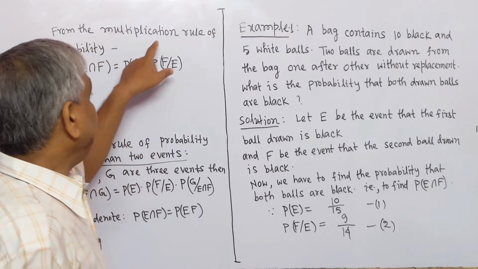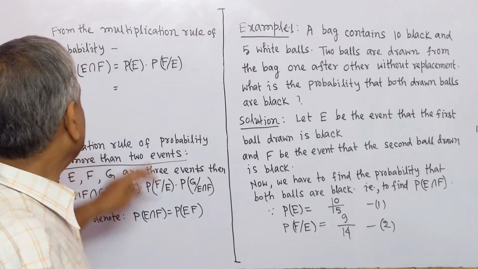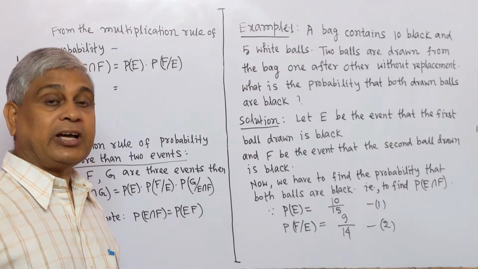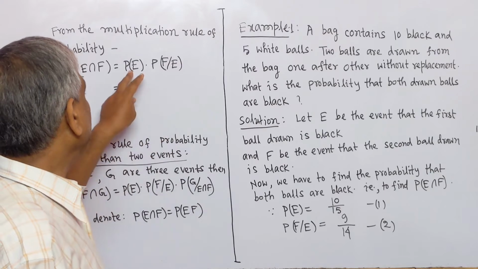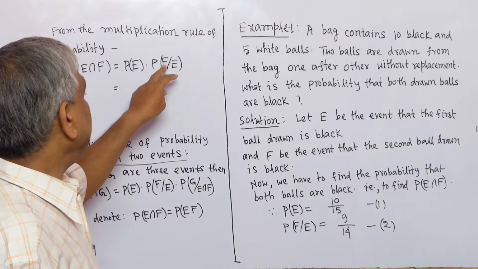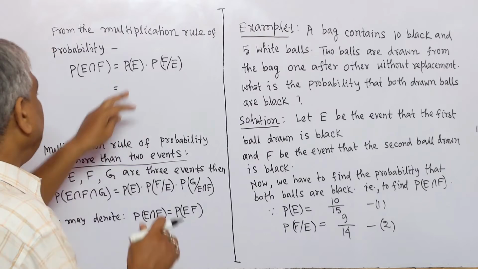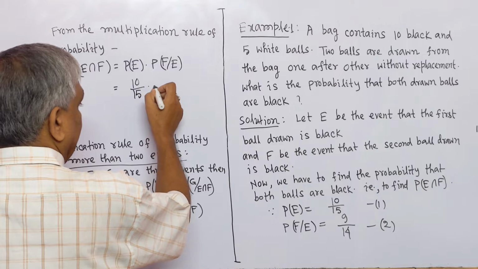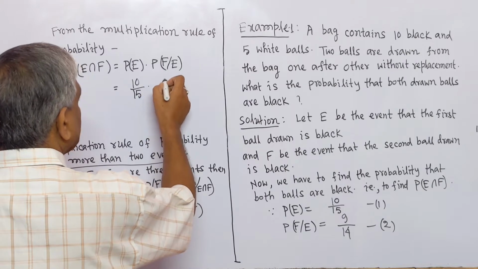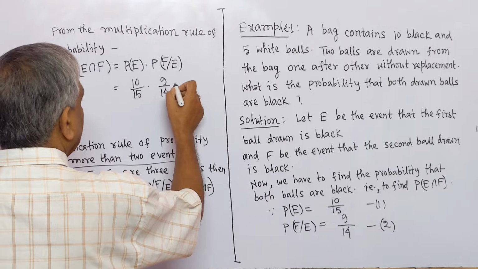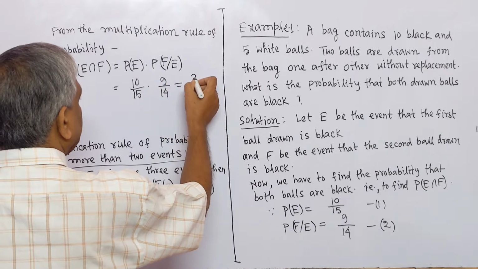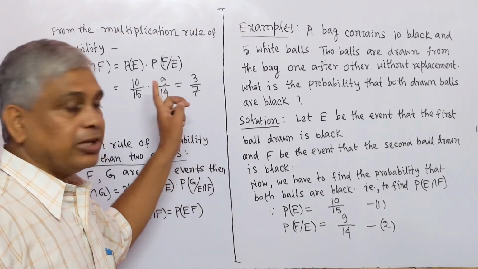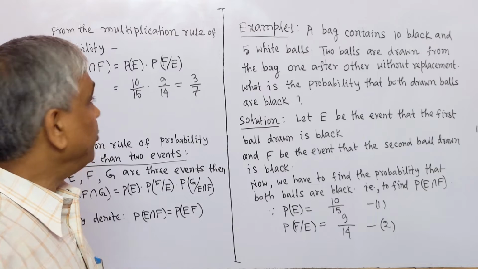From the multiplication rule of probability we know that P(E ∩ F), meaning both drawn balls are black, equals P(E) × P(F/E). Here P(E) is 10 by 15 and P(F/E) is 9 by 14, and if we simplify this we will get 3 by 7. This is the application of the multiplication rule for probability.